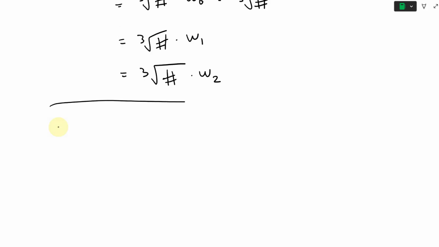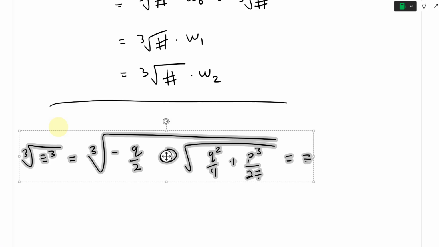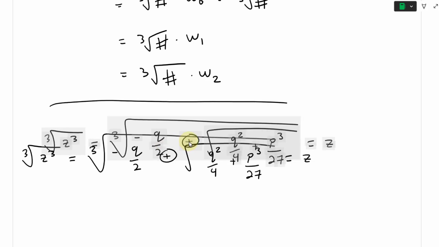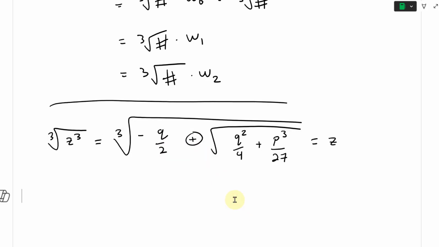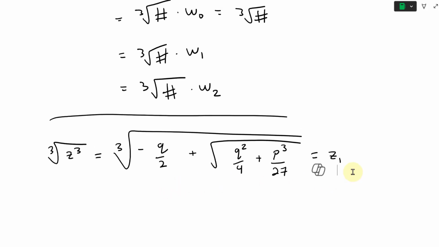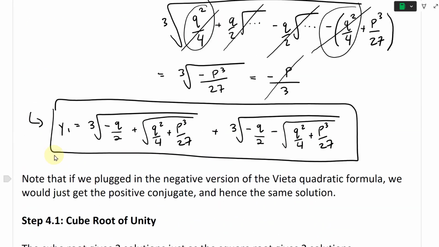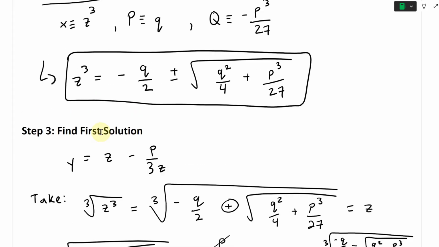Alright, so now let's put this together, and I'm going to paste our solution from before. So this is what we had, and this is what we had as the first solution. It doesn't matter if you picked a plus or minus. I'll call this Z1. And then from Z1, we were able to solve for Y1, and there's Y1 right there. Remember what we did? We just plugged that in to our Vieta solution.